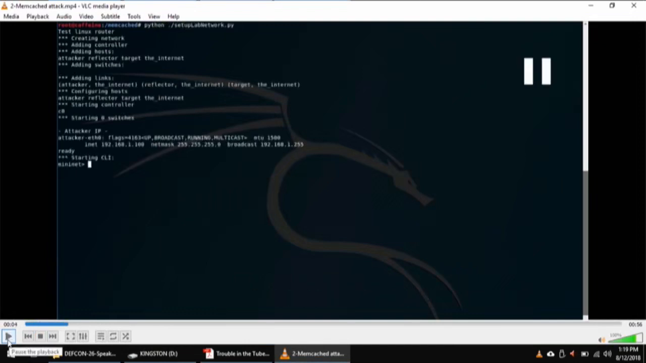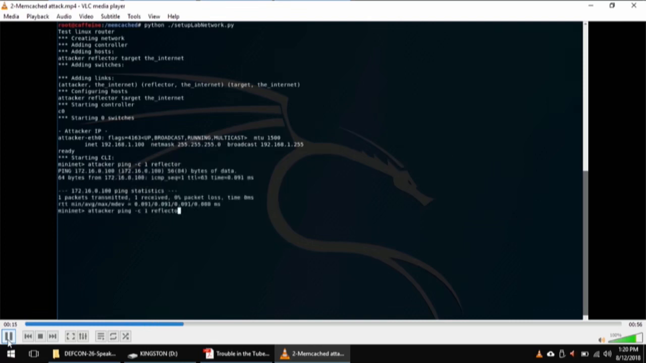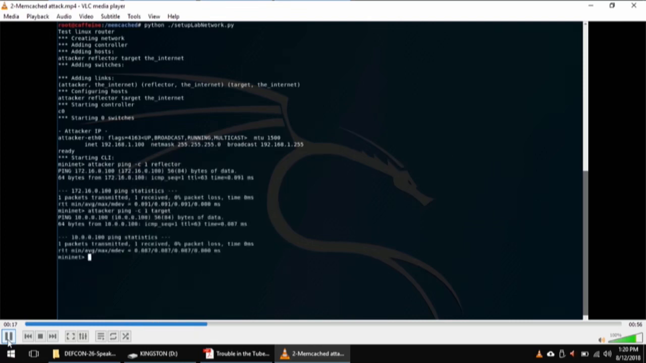Okay, so really quick, set up our lab. We created our 3 hosts, our router, and set up links between them. In the background, we've got a packet capture running. So it shows on the packet capture, we're just going to send a ping from our attacker to our reflector. Okay, and another one.